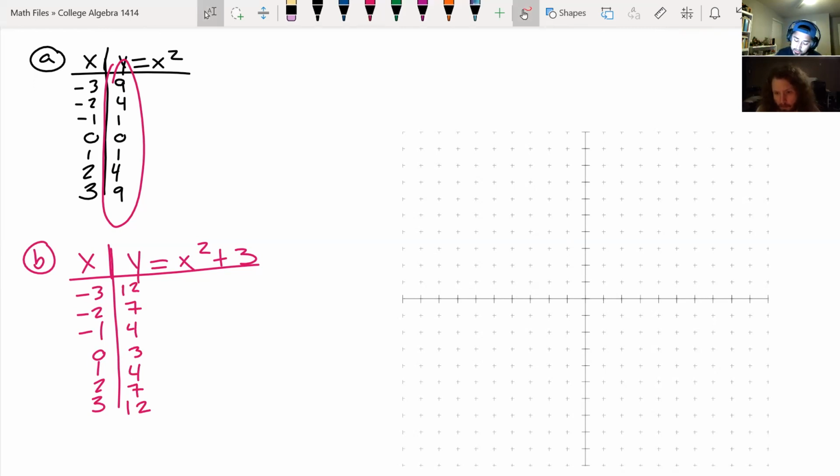So before we get into the next transformation, let's just go ahead and plot what we're looking at. So for the first function, the parent function, I'm at 0, 0, 1, 1, 2, 4, negative 1, negative 2, 4, 3, 9, negative 3, 9. So here's our parent function.